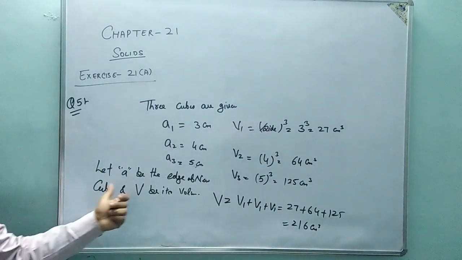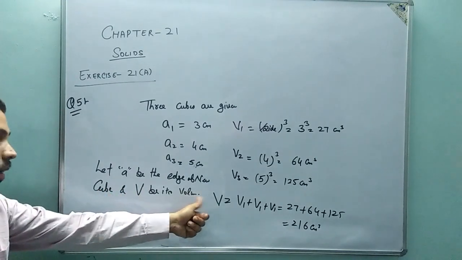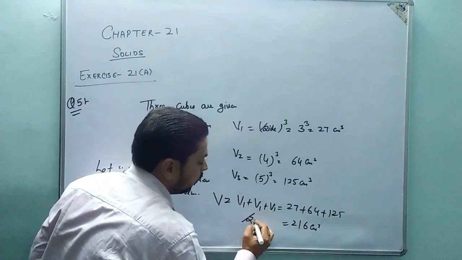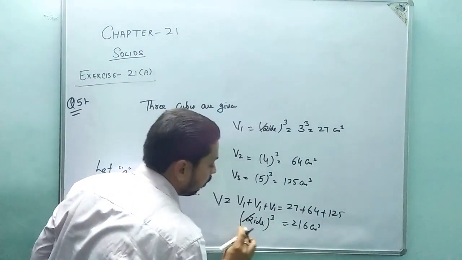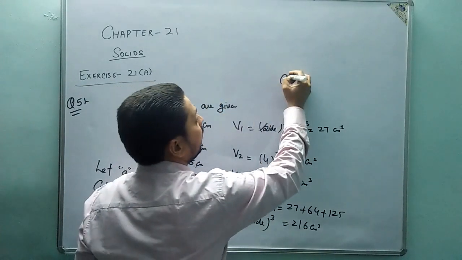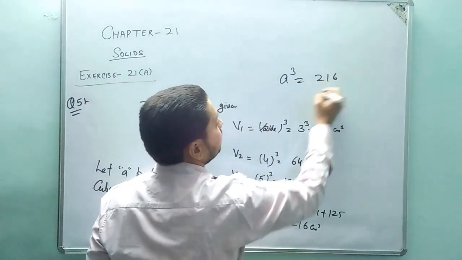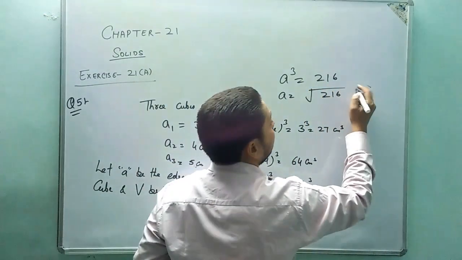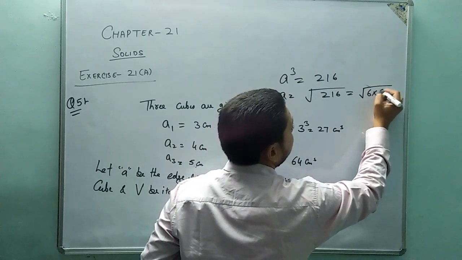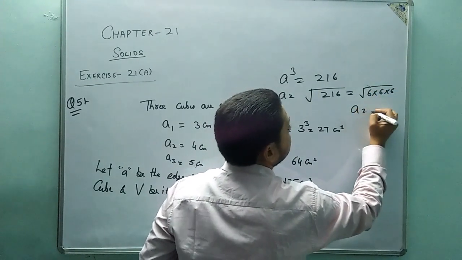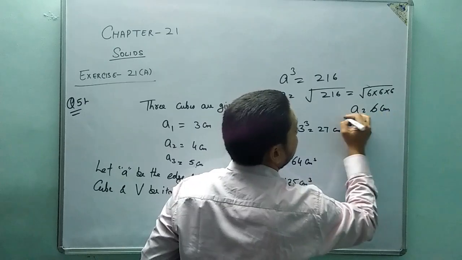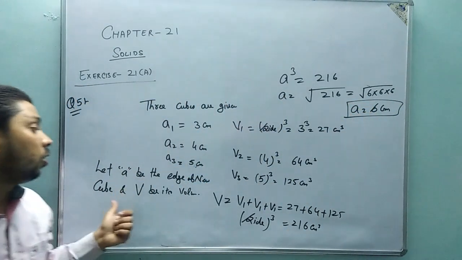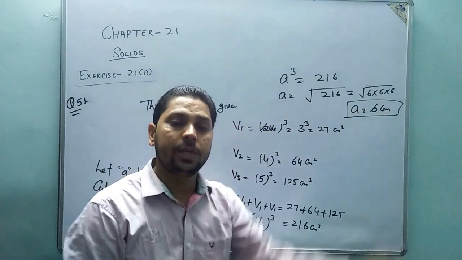Now we have volume V of the new cube. Volume is given by side cube, so A cube is equal to 216. So we have to find the cube root of 216, and it will be equal to 6 multiplied by 6 multiplied by 6, so the side will be 6 centimeter. Ultimately the new side of the cube will be equal to 6 centimeter.